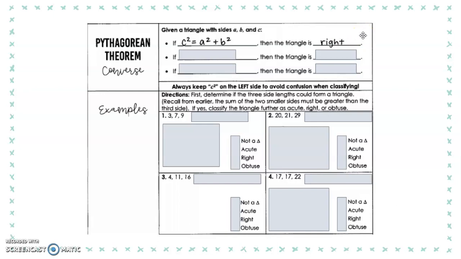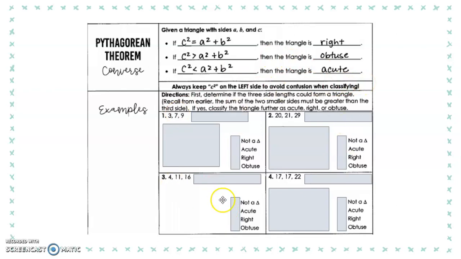The new things come in with looking if triangles are obtuse or acute. If c squared is greater than a squared plus b squared, that means that our triangle is obtuse. If c squared is less than a squared plus b squared, then that means those triangles are acute.